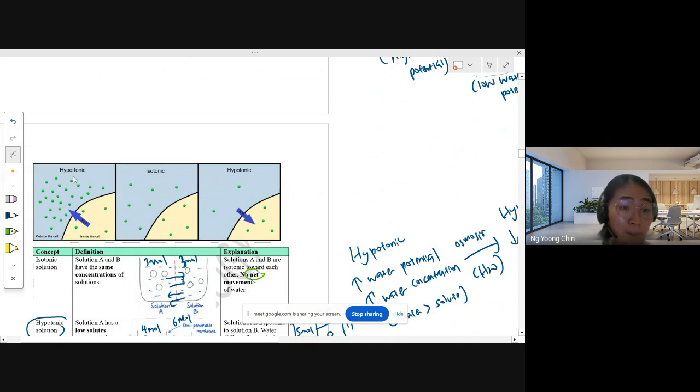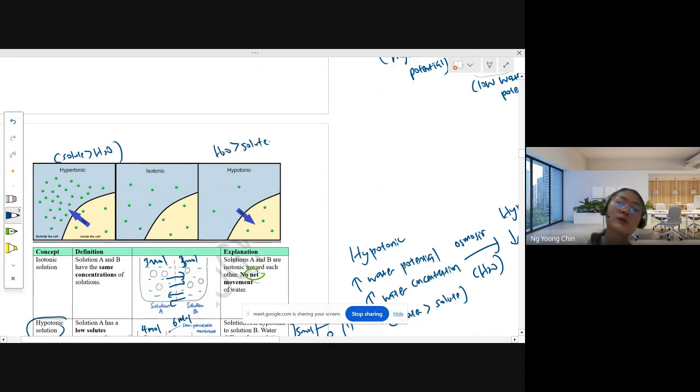You can see that hypertonic always has a very, very high amount of the solute. This is solute. This is solute. Solute more than water. Isotonic means that both solute and water are equal. Hypotonic means that the water is more than solute.